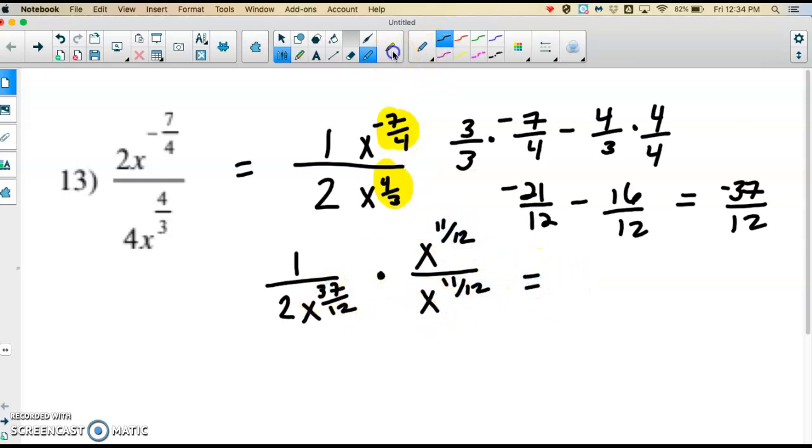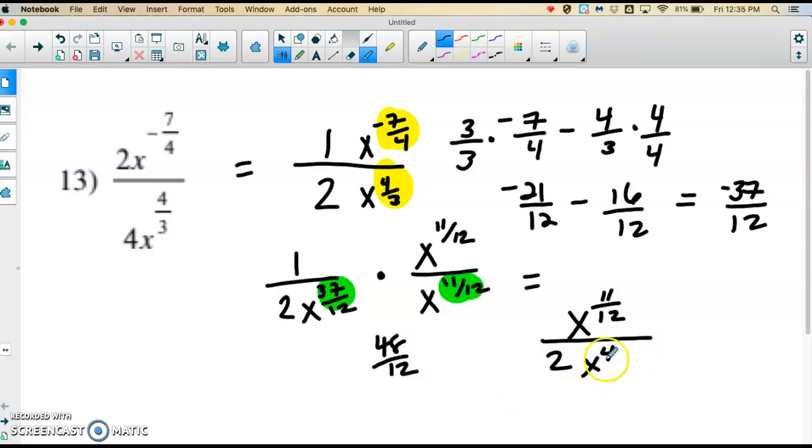Remember, when we multiply, then what do we do with these exponents? Right, we are going to add them. Okay, we're going to add them here. So when that happens, we end up with x to the 11/12 over, we still have this 2 out in front, and then it's going to be x to the 48 over 12. And so that's 48 over 12. What does that simplify down to? Right, it simplifies down to 4. And that's what you want. You want those whole number exponents in the denominator. You cannot have fraction exponents in the denominator.